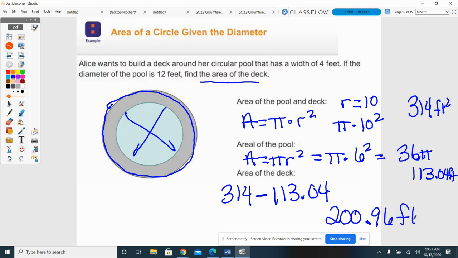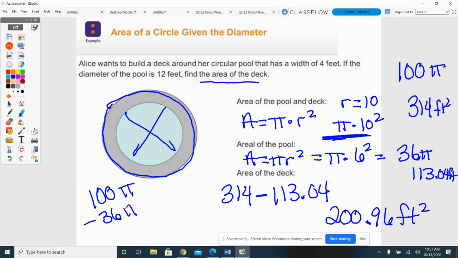and you get 200.96 square feet. Now, if they asked that for exact, I didn't do that, but this was 100 pi, and this is 36 pi. To take 100 pi minus 36 pi, you would still have a pi there. And you would just take 100 minus 36, and that would be 64 pi. And if you take 64 times 3.14 in your calculator, you'll get the same thing we got. So this would be an exact area, and then this would be an approximate.